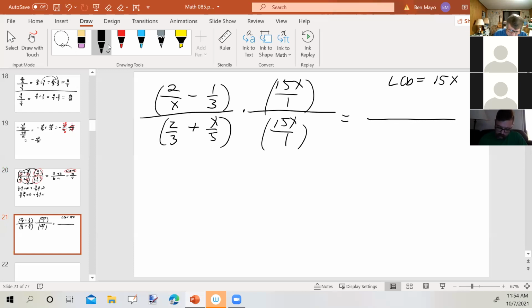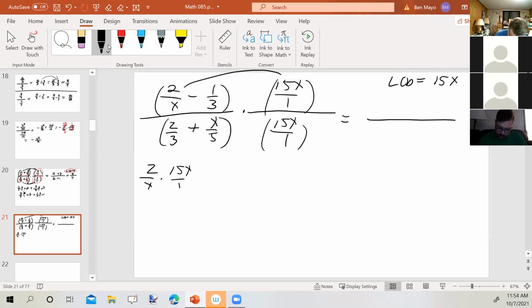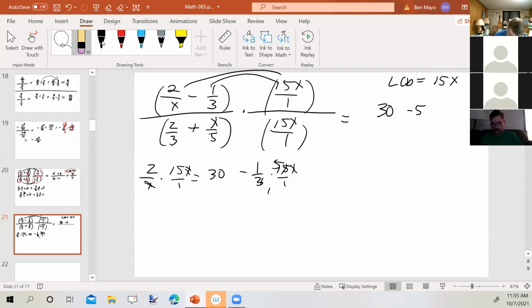Okay, here we go. 2 over x times 15x over 1. The x's would reduce out and we'd get 30, minus 1/3 times 15x over 1. 15 over 3 is 5 over 1, so minus 5. Make this fraction bar a little smaller. So we've got 25 on top.